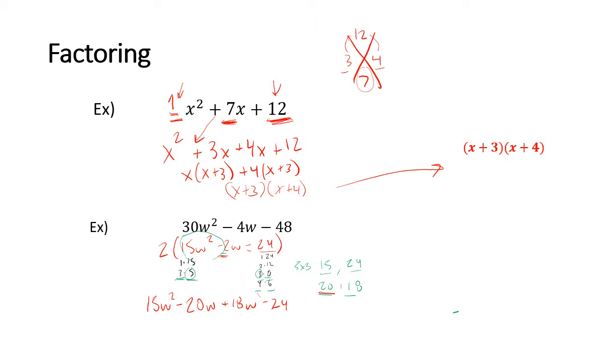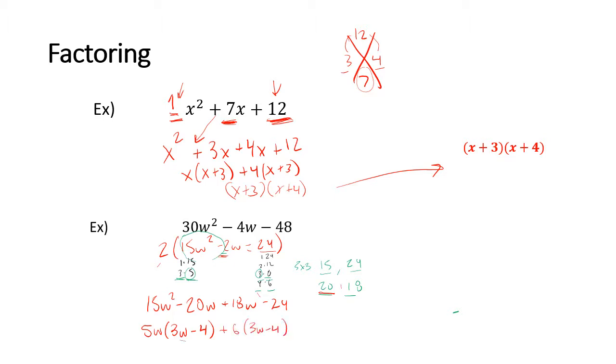Now we do the same thing where we group. Remember, there's still this 2 out here, but we're kind of letting it be for now. The GCF between these first two terms is going to be a 5w. Left over is going to be 3w minus 4. And then between the 18w and the -24, the GCF is 6. So we're going to take out a 6, and we're left with 3w minus 4.